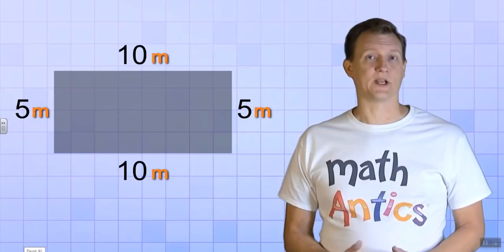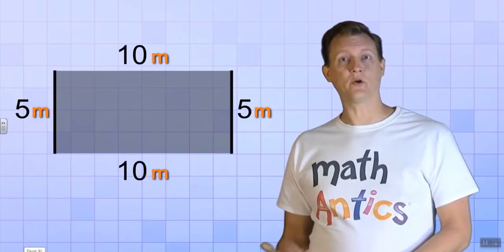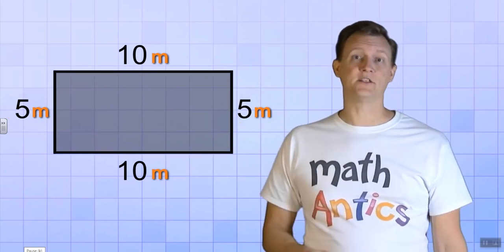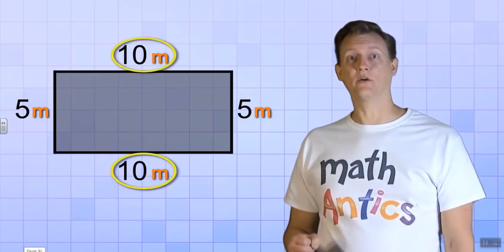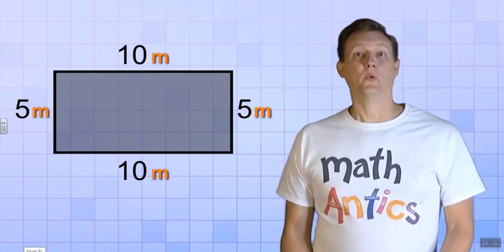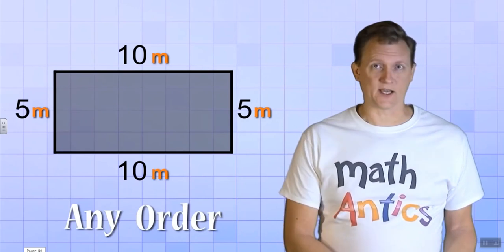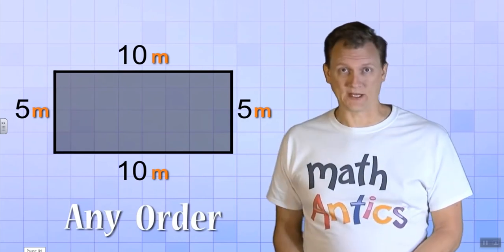This time our polygon is a rectangle, and you can see that the shorter sides are each 5 meters long, and the longer sides are each 10 meters long. So, let's add them all up. We can add up the sides in any order we want to, as long as we don't forget any sides or accidentally count any of them twice.